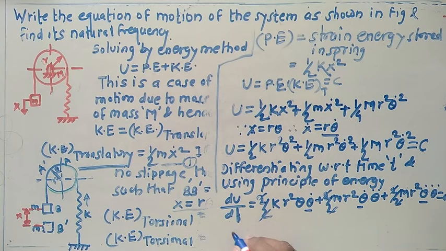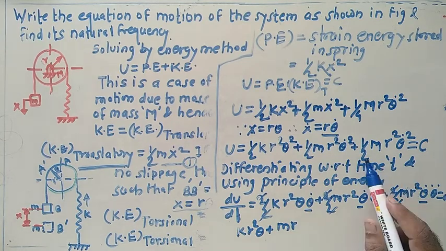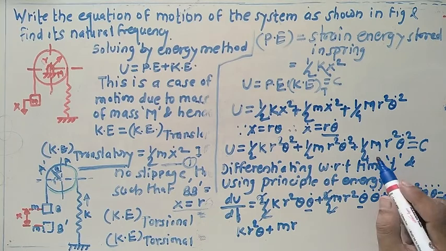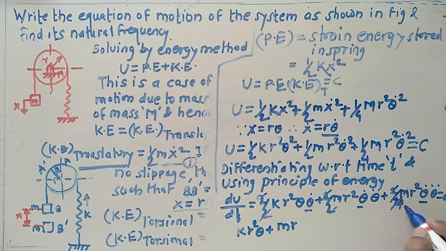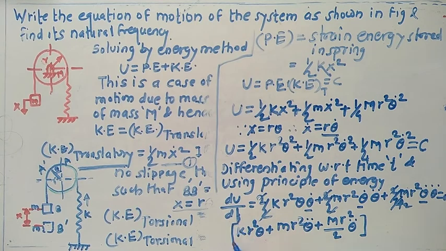So we can write this relation like this: k r square theta plus the next one m r square. Here actually 1/4, not 1/2 here. So here the 2 will remain. In the next part, m r square theta double dot plus capital M into r square divided by 2 into theta double dot. So you have to take this theta single dot as common and equate with the 0.